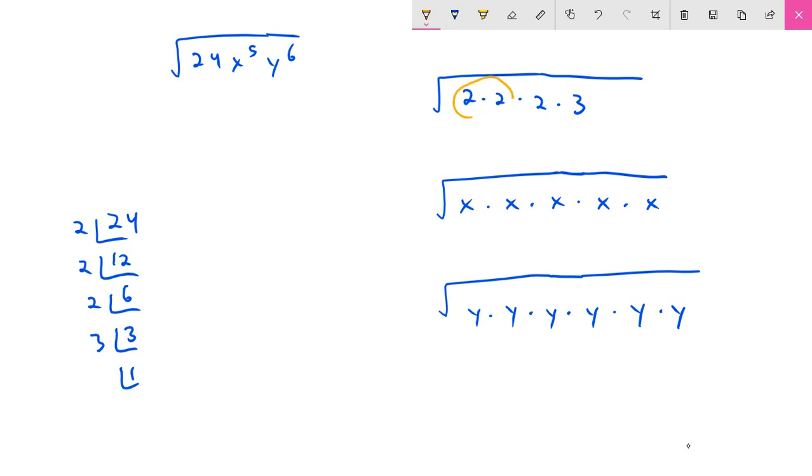So here's a pair. There's a pair right there. There's a pair right there. There's a pair right there. There's a pair right there. There's a pair right there.